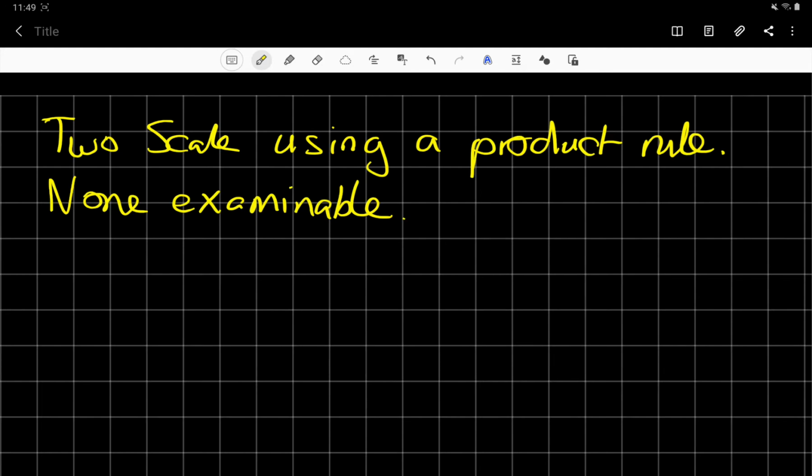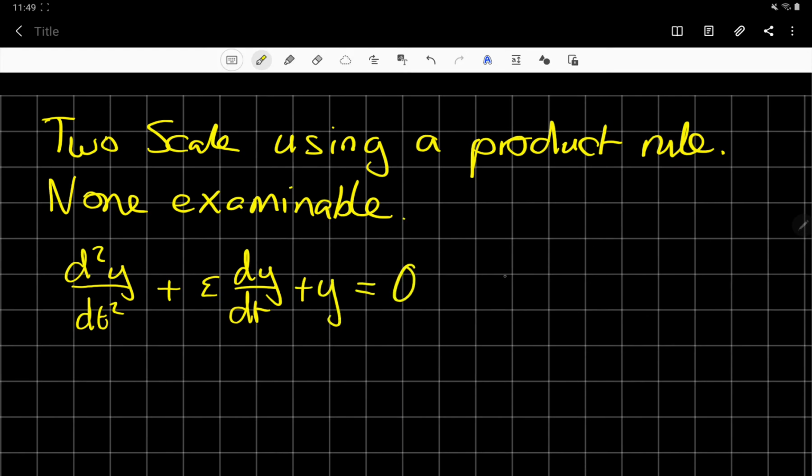So let's take a typical differential equation. d2y/dt squared plus epsilon dy/dt plus y equals 0, with initial conditions y equals 1, dy/dt equals 0 at t equals 0.